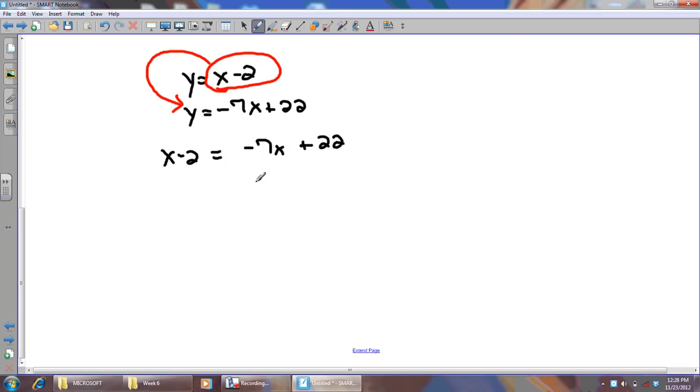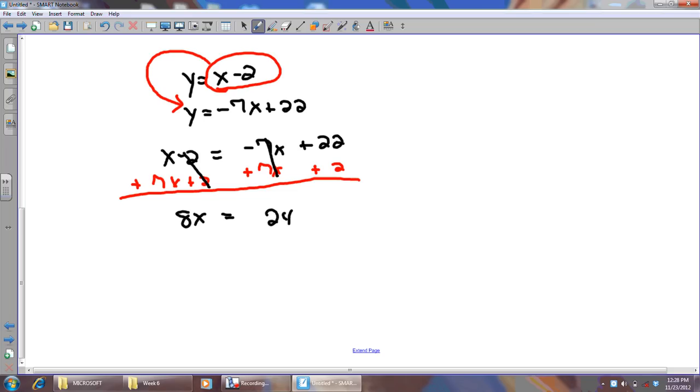And I'm going to solve for x. Add 7x to both sides. Add 2 to both sides. And my new equation becomes 8x equals 24. Well, heck, I can divide by 8. x is going to equal 3.